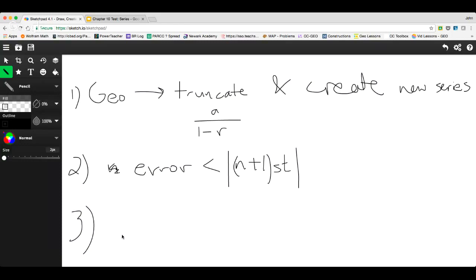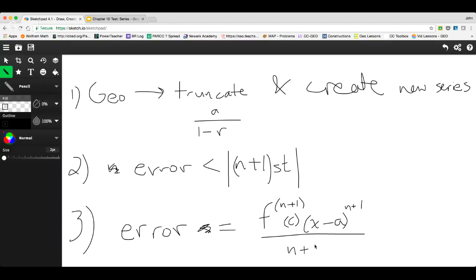And then third, everyone's favorite, for any Taylor polynomial, we know the error is given by the Lagrange formula. I should say the error is exactly equal to the n plus first derivative evaluated at c times x minus a to the n plus 1, over n plus 1 factorial. Now, it's directly equal to this, but then the whole idea behind this is, well, we don't know exactly what the c is, but we know that c is between x and a.